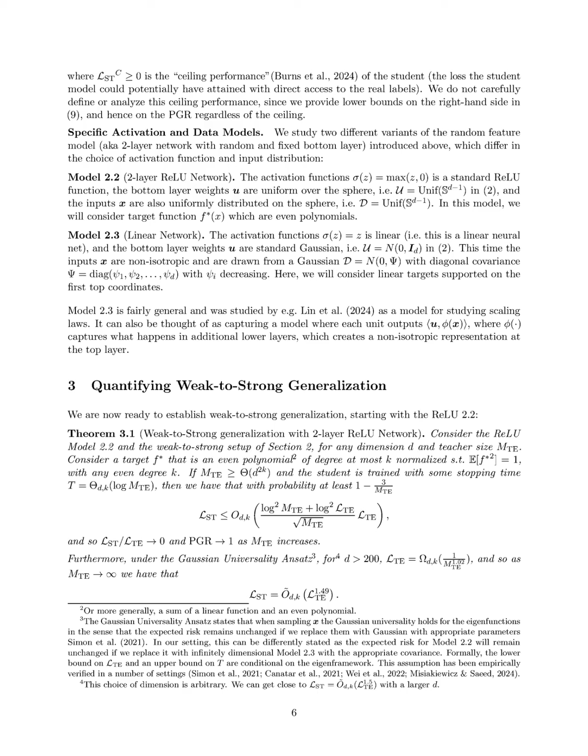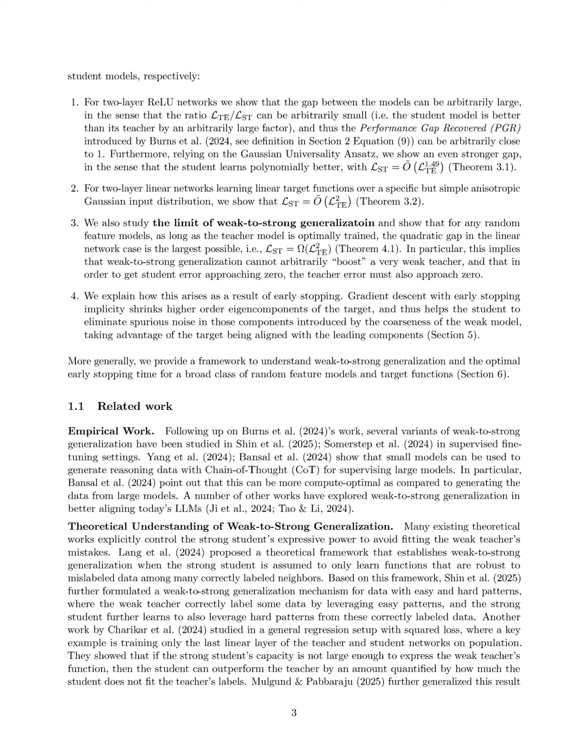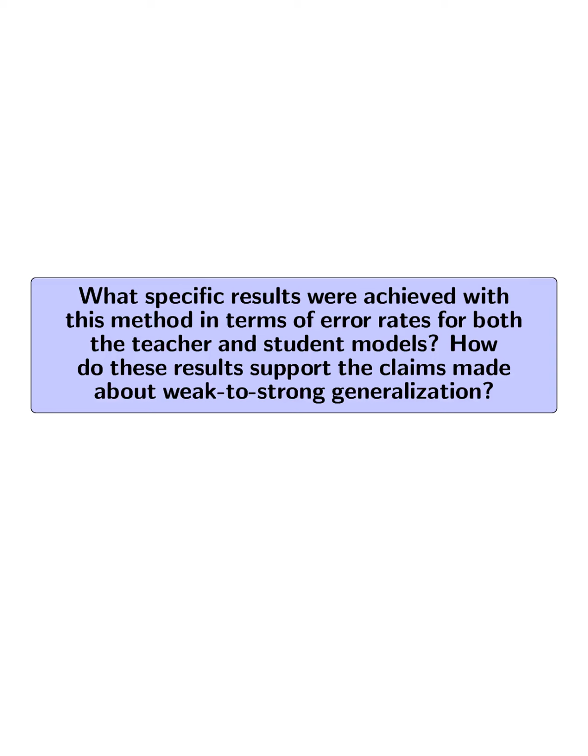Additionally, experiments show that the student loss decreases polynomially faster than the teacher loss, confirming the weak-to-strong generalization phenomenon. The findings are supported by simulations that illustrate the relationship between the sizes of the networks and their respective performance, particularly highlighting the importance of early stopping in achieving optimal results. What specific results were achieved with this method in terms of error rates for both the teacher and student models? How do these results support the claims made about weak-to-strong generalization?